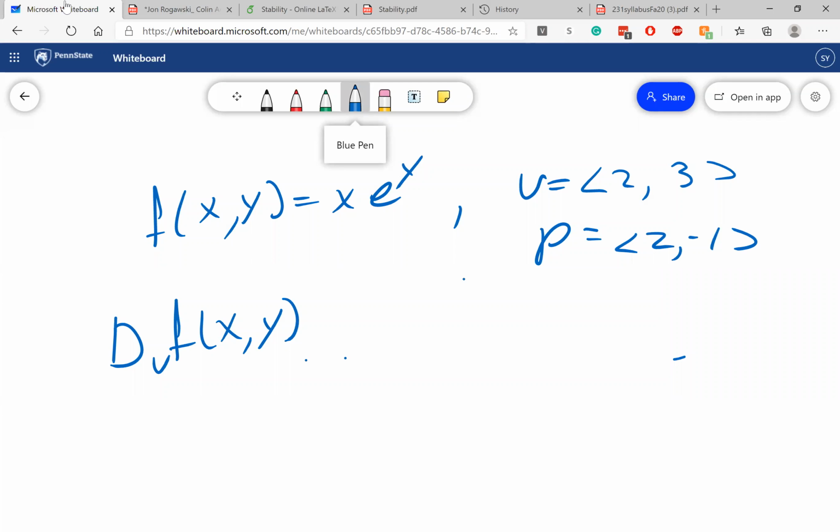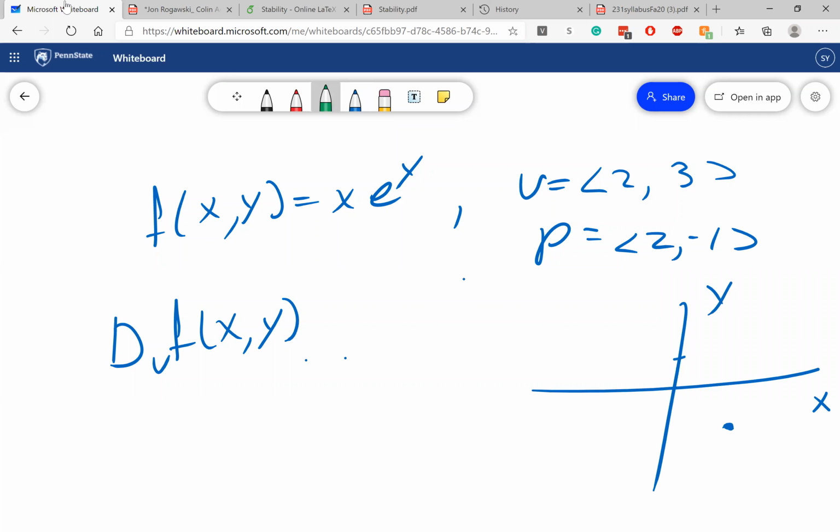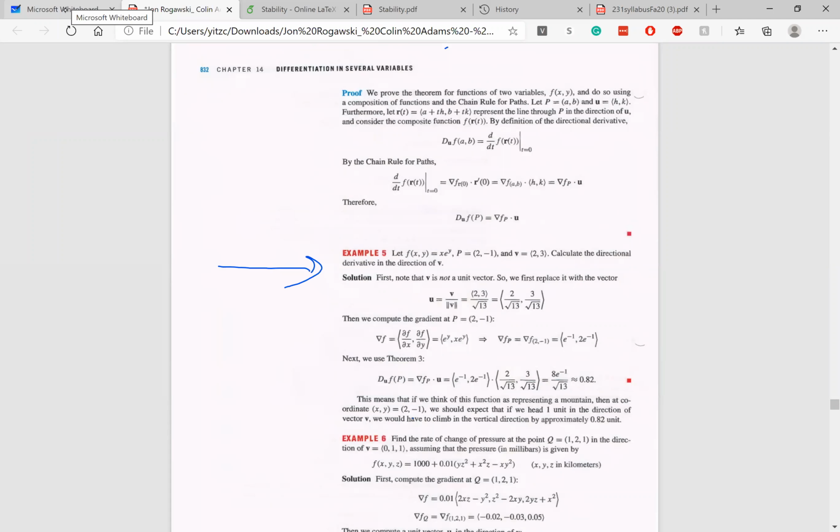So what does this mean? If we look at our coordinate system, here's my x, here's my y. On top of this, we have this surface. We are going to be at the point 2, negative 1. So we're going to be at this point, and we are going to try to move in this direction, like that. And we want to see, as you take a small step in this direction, how does z vary? How does the surface change? How does the value of our function change? Any questions about that so far?